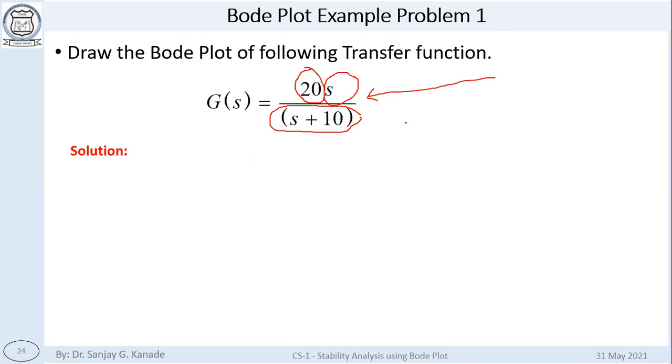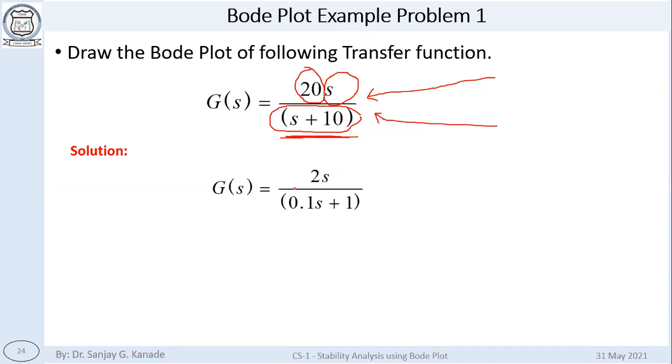No, because the gain is not really 20. We have to convert this factor into time constant form. And the conversion will turn out to be like this. Now, do you see, am I correct? What I have done, I have divided the numerator and denominator of this function by 10, so that I get 1 here.